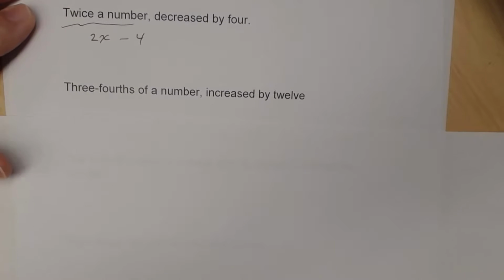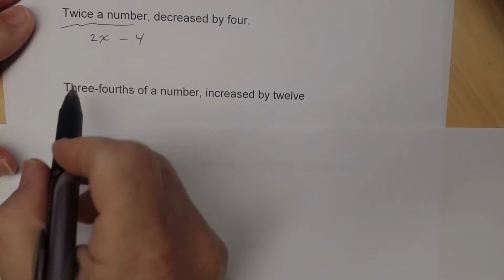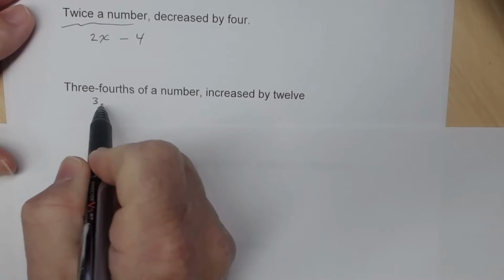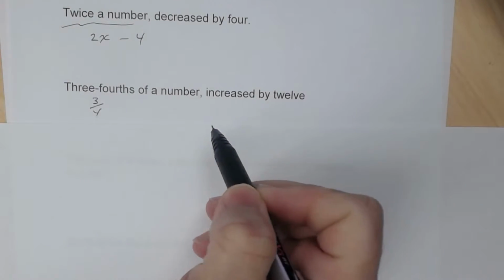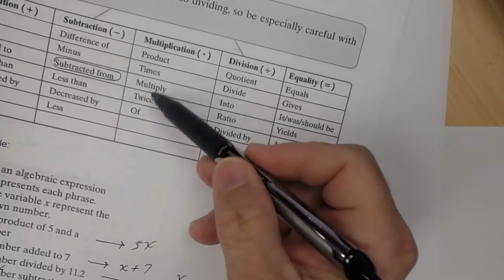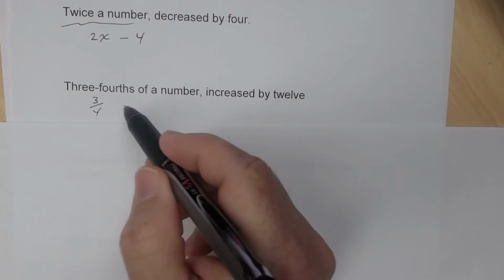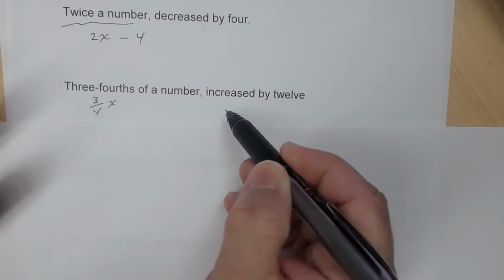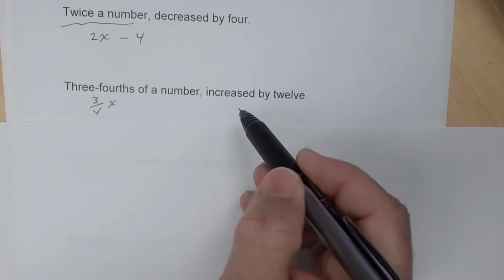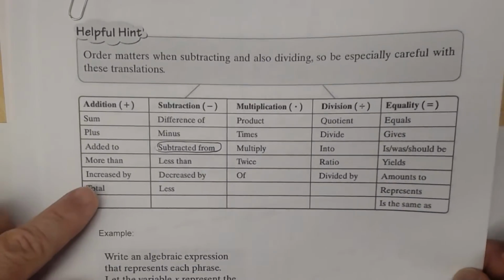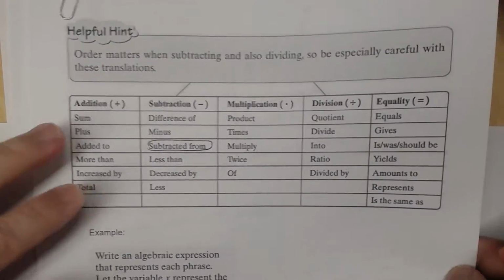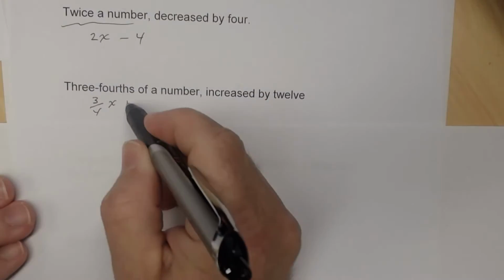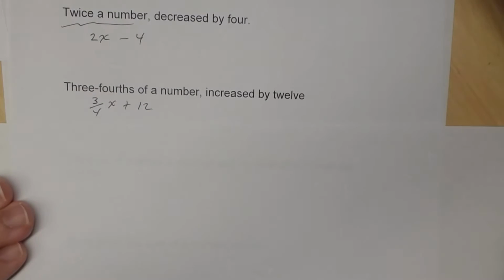Now let's look at this. 3/4 of a number. Remember, 3/4 means 3 divided by 4, and of in this case means to multiply. So this is going to be 3/4 times x, and comma, so there's a pause there. Then we're going to increase. Remember, increase by means to add. So we're going to add 12. Again, those are not like terms, so we're done. We cannot simplify this expression.